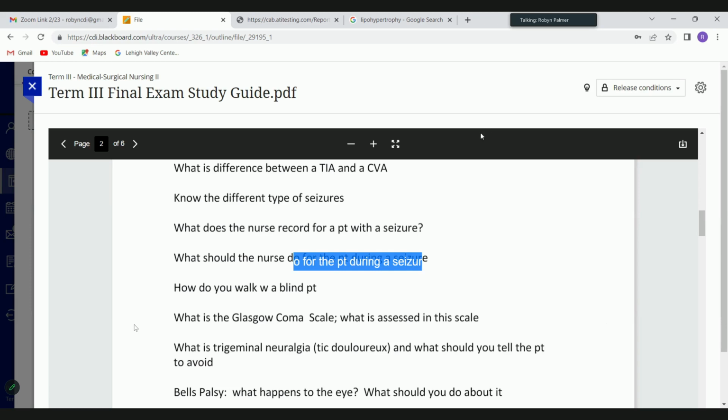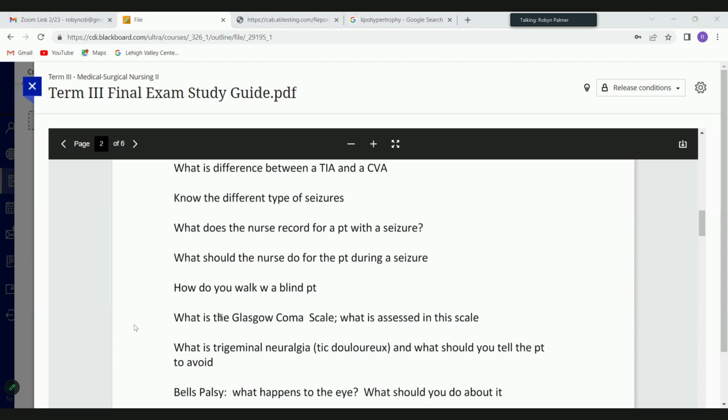Let's see what else. I can't think what else we would do for a seizure. Help me out, guys. Don't you protect the head? Protect the head. Thank you. Help them to the floor. Yeah, all those things. Remove restrictive clothing. Thank you. Okay, so all of those things you would do.